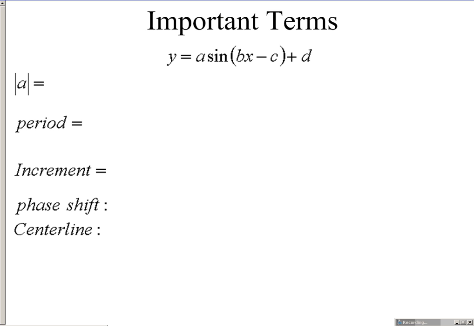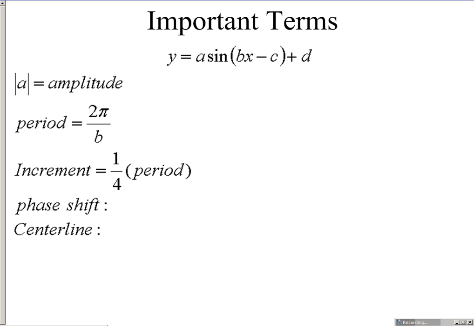The absolute value of a, the coefficient on the trig function, remember, is the amplitude of the graph. The period of a graph is always found by taking 2 pi over the lead coefficient on x, so 2 pi over b. The increment, remember, is always the quarter period, or 1/4 of the period. Those are a review of what we talked about already yesterday.